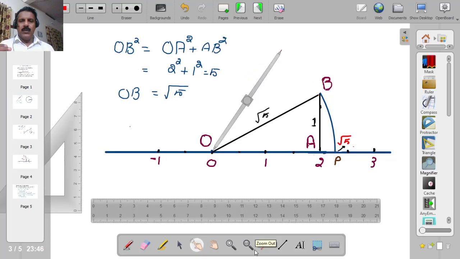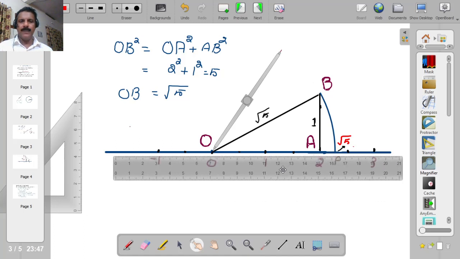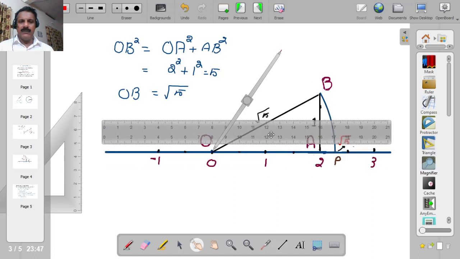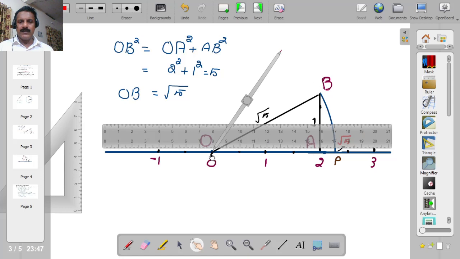Now we will be studying how to locate square root of 5 on the number line. First of all, we will be drawing the number line. This is the number line, and we will be marking this as point 0, and I have taken 4 centimeters as 1 unit. So this is 1 unit, this is 2 units, and this is 3 units. And to the left side of 0 we have marked -1.